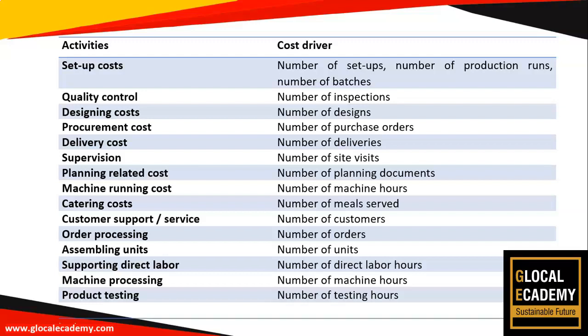Quality control is driven by number of inspections. Number of designs could drive the designing cost. Procurement cost could be driven by number of purchase orders. More orders means more procurement cost. Likewise, more deliveries means more delivery costs. Supervision cost could be driven by number of site visits. Planning related cost could be driven by number of planning documents. Machine related cost could be driven by number of machine hours. Catering cost, number of meals served. Customer support service, number of customers. Order processing, number of orders.